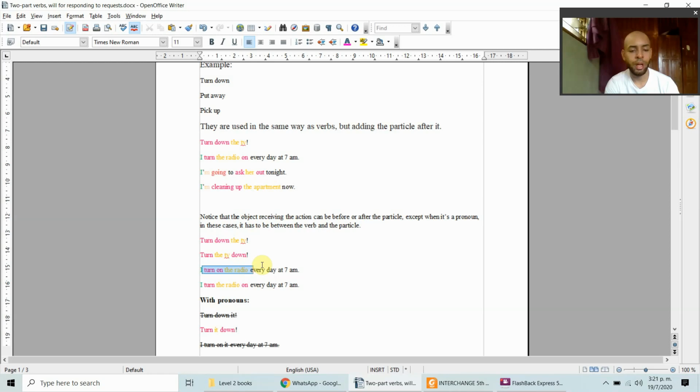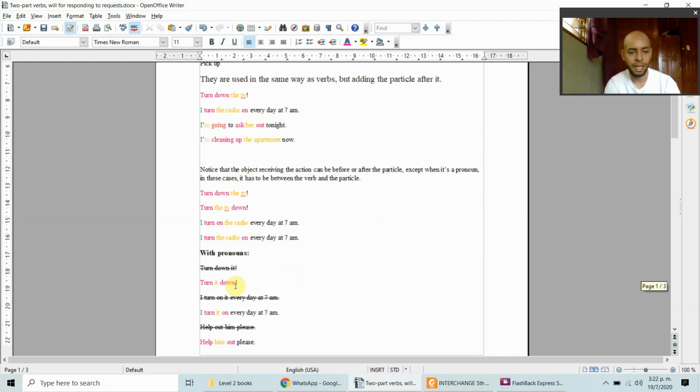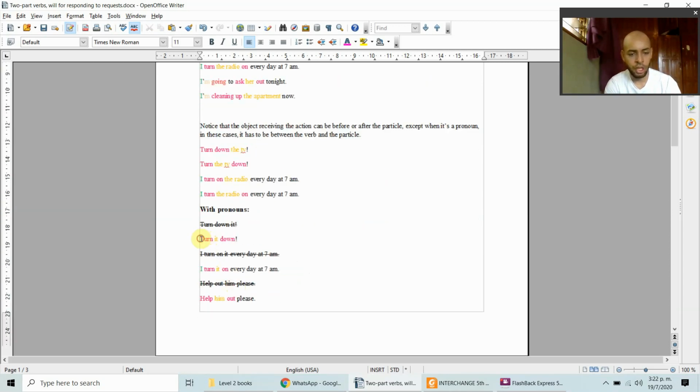I turn on the radio every day at 7 a.m. Again, after the particle. Or you can say I turn the radio on every day at 7 a.m. You can use one or the other. So now let's take a look with pronouns. Turn it down. You don't say turn down it. It, like we know, is a pronoun. It's an object pronoun. And you have to use it between the two words.